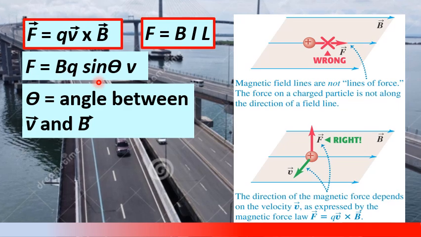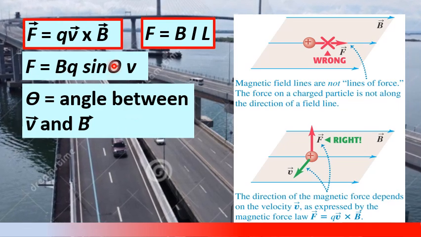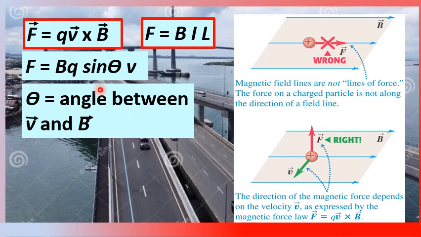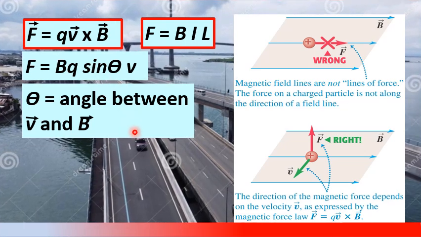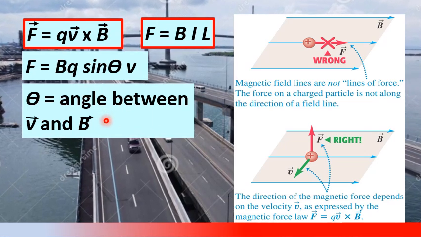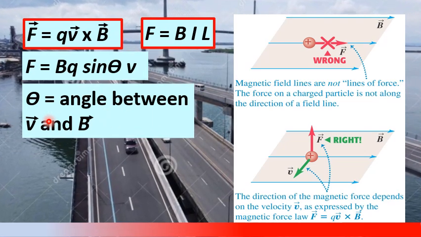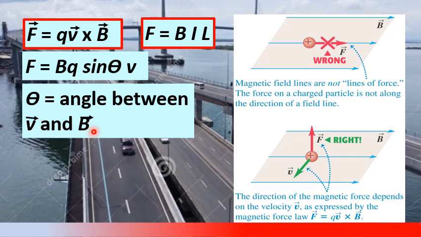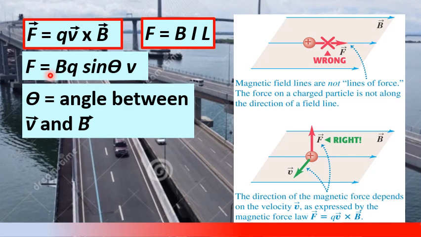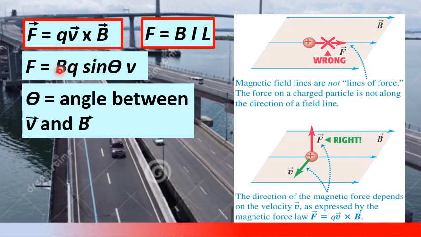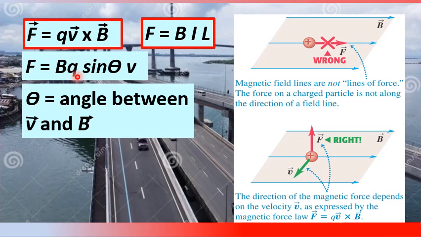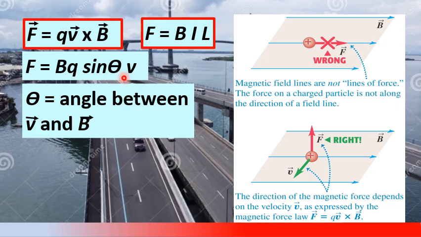from which we can infer that if the angle theta is exactly 90 degrees, where the sine of 90 degrees is equal to 1, that is, if the velocity vector and the magnetic field vector are perpendicular, then we will have the greatest magnitude of the force F acting on the charge q.